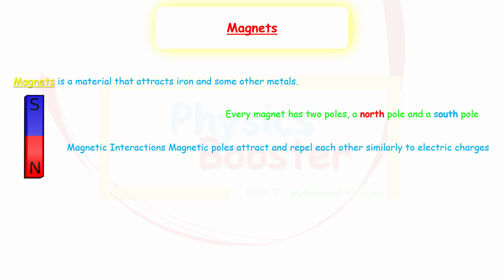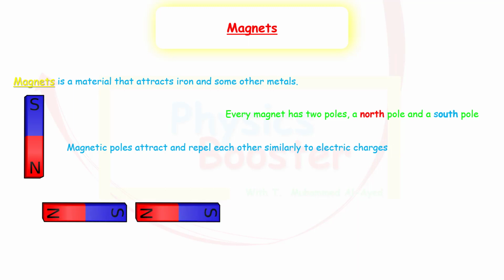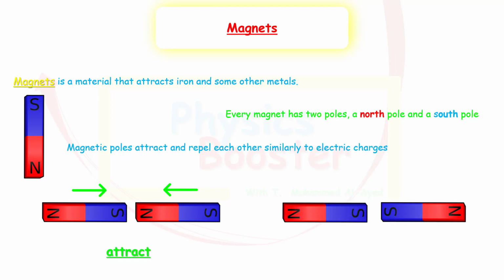Magnetic interactions: poles can attract and repel each other, just like electric charges. So if I get a north pole close to a south pole, they will simply attract. But if I get a south pole close to a south pole, or a north pole close to a north pole, they will simply repel.